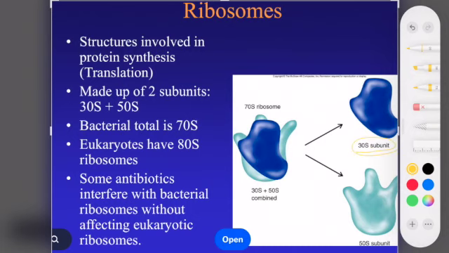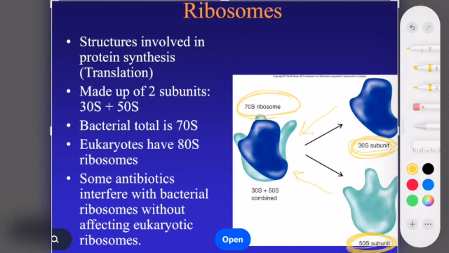So over here, here's our 30S ribosomal subunit. This is the small one, and the 50S ribosomal subunit. When you put them together, here, you get a 70S ribosome. Yes, I know that 30 plus 50 does not equal 70. It equals 80. But that's not how this math works.